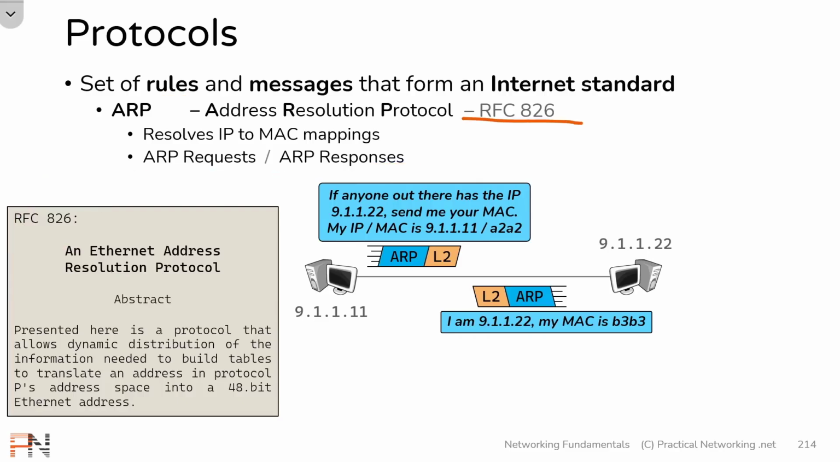And the fact that these rules are published as an internet standard allows ARP to be implemented by many different vendors. That's what will allow an HP server to speak to an Apple MacBook, or a Dell laptop to speak to a Samsung phone. All of these different vendors are simply following the public open internet standard for ARP, and that's what allows them all to speak the same language when they are doing ARP with one another. That is the definition of a protocol. Again, it's simply a set of rules and messages which create an internet standard.